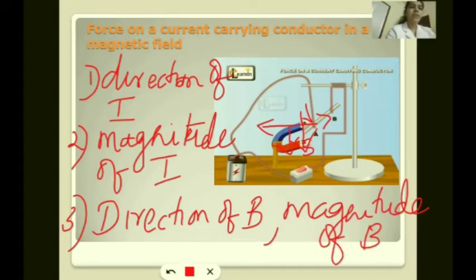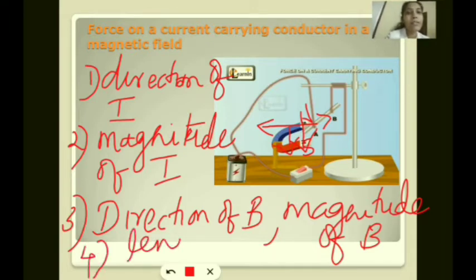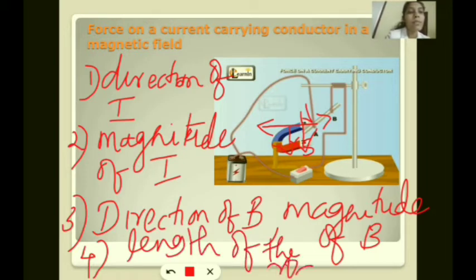Now just increase the length of the rod. And when the length of the rod is increased, it was observed the displacement also increased. That means the force also depends upon the length of the rod. So which is the fourth factor? Fourth factor is length of the rod. Okay, so these are the factors affecting or influencing the force acting on a current carrying conductor.